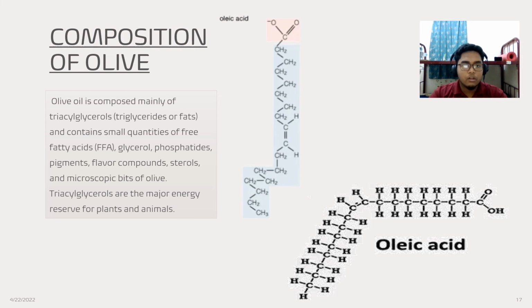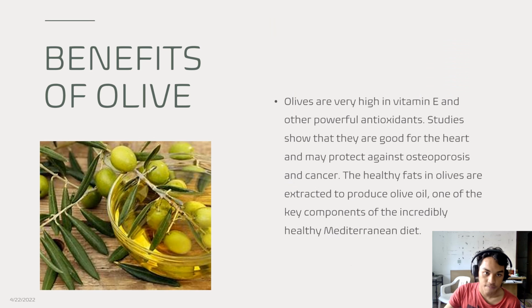Olive oil is composed mainly of triacylglycerol or triglyceride or fat, and contains small quantities of free fatty acids (FFA), glycerol, phosphatides, pigments, flavor compounds, sterols, and microscopic bits of olive. As we know, triacylglycerols are the major energy reserve for plants and animals.